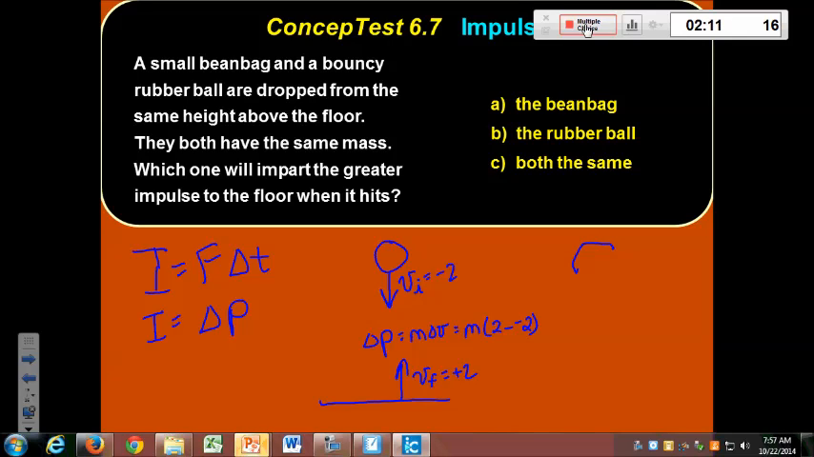The beanbag, on the other hand, it goes down. Let's say it has an initial velocity equal to -2. And what happens when it hits the floor? It stays there. So it has no rebound, right? It doesn't rebound at all. So the final velocity is equal to 0. So its change in momentum will be m times 0 minus -2. And so it has a much smaller change in velocity. Now, which one will impart the greater impulse on this?